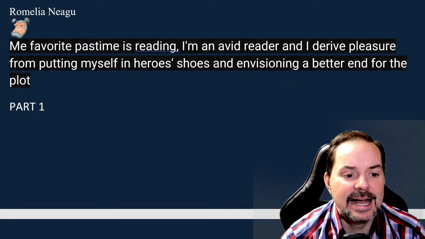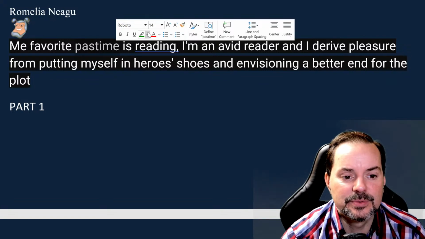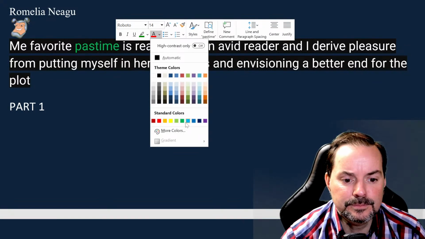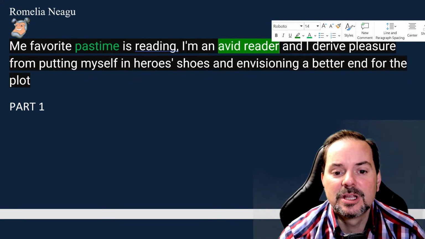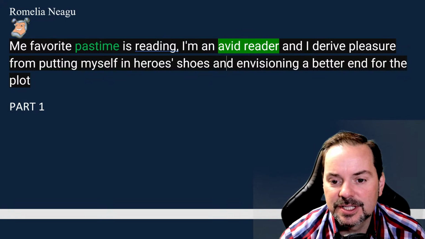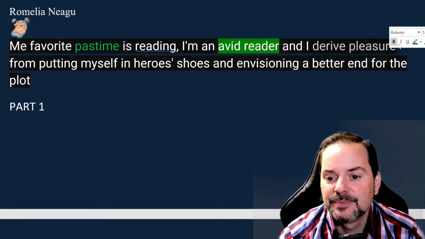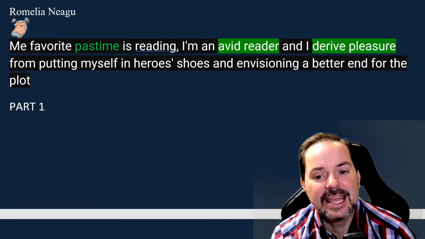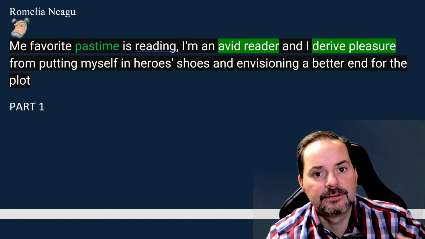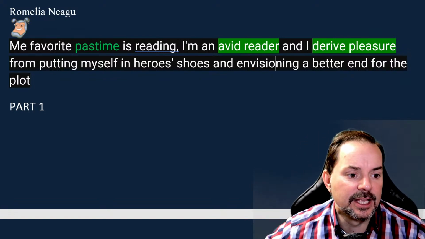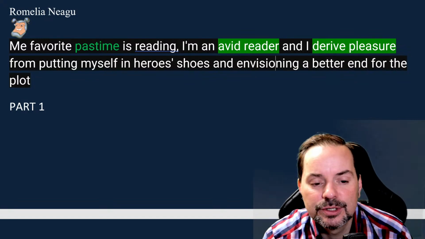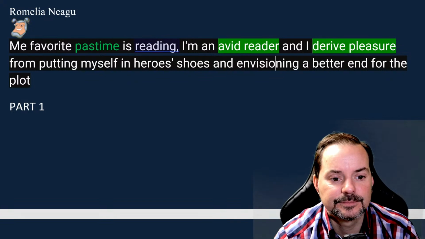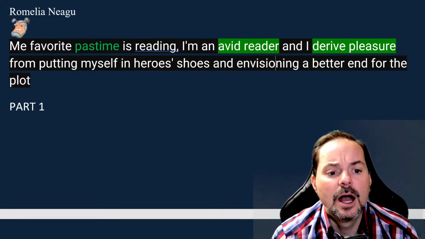My favorite pastime is reading. Yes. I'm an avid reader. Examiners love to hear these kinds of collocations. And I derive pleasure. Derive pleasure means take pleasure in, or I have joy when I do this. Putting myself in heroes' shoes.